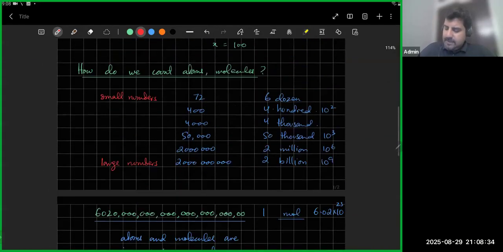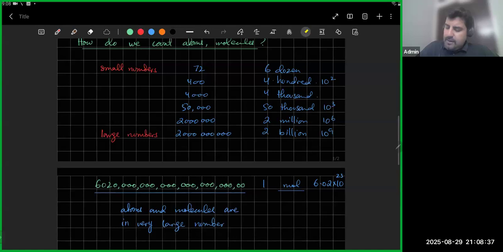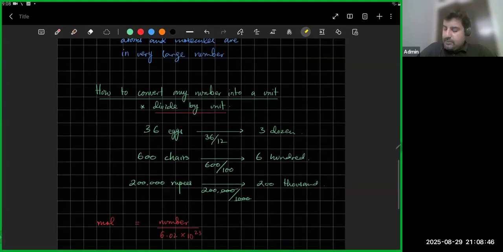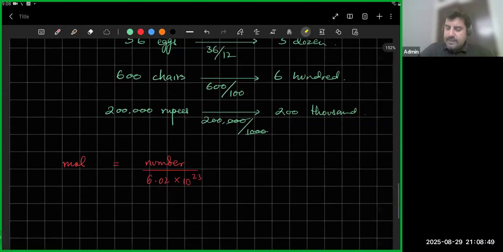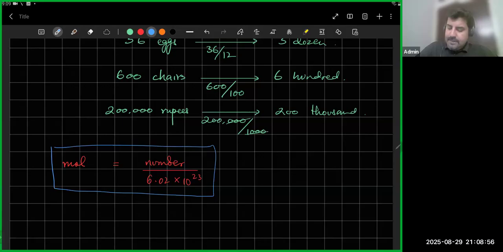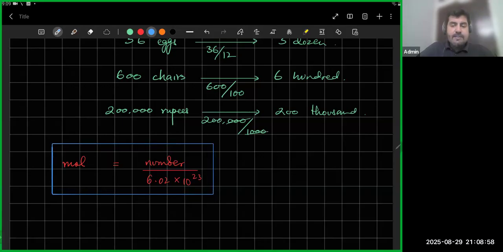We know what 100 is, we know what a million is, we know what a billion is. And what's a mole? It's this number, 6.02 times 10 power 23. So standard form is 6.02 times 10 power 23. If I want to convert a number into a particular unit, which is moles in this case, I'm going to take that number and divide it by 6.02 times 10 power 23, and that will give me the value in moles.